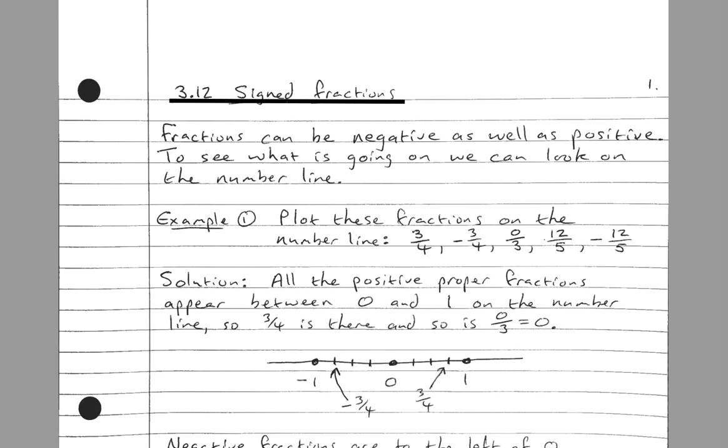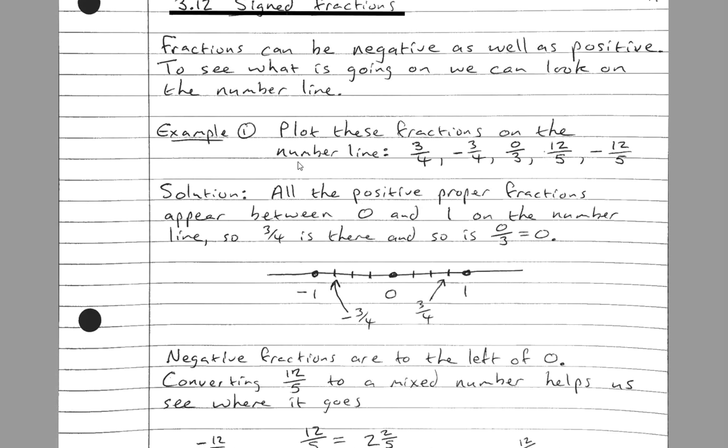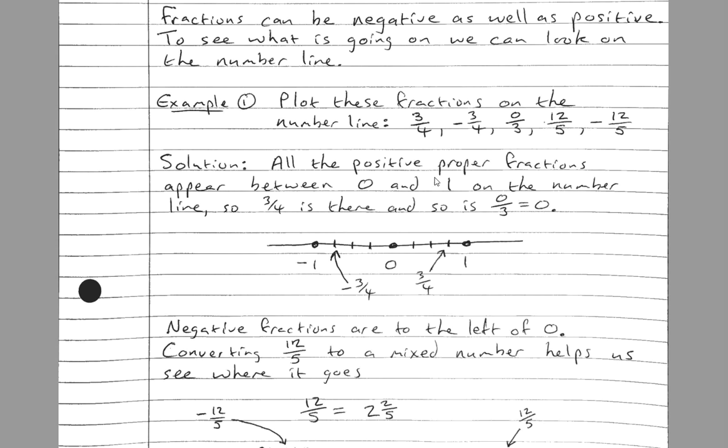We've been looking at positive fractions, but fractions can be negative as well. So this section on signed fractions, let's include the negative guys. A good way to see what's happening is to look on the number line. We've been using rectangles to represent fractions, but maybe that's not so useful for negative fractions. So let's put them on the number line.